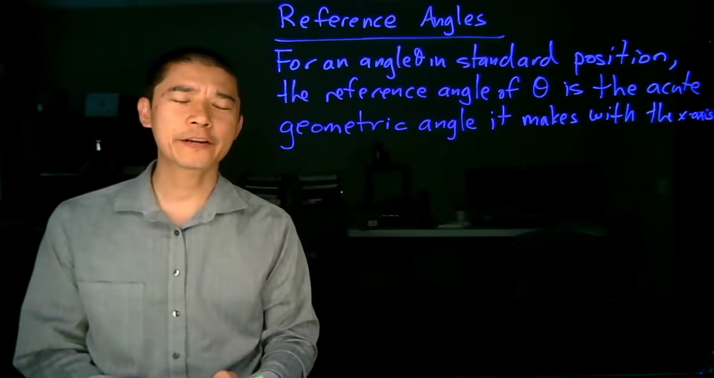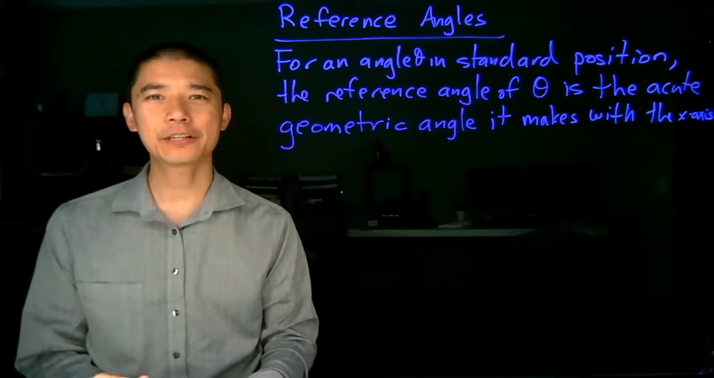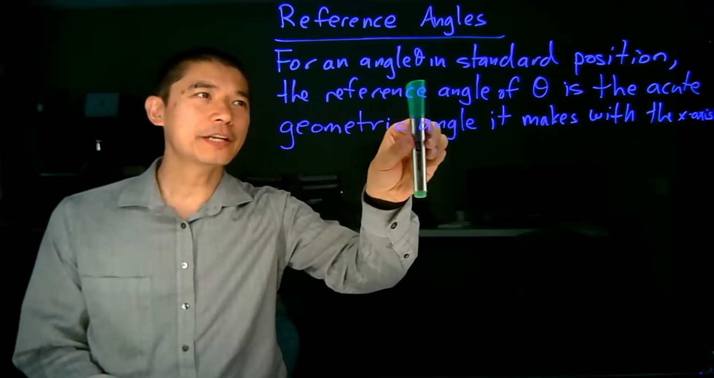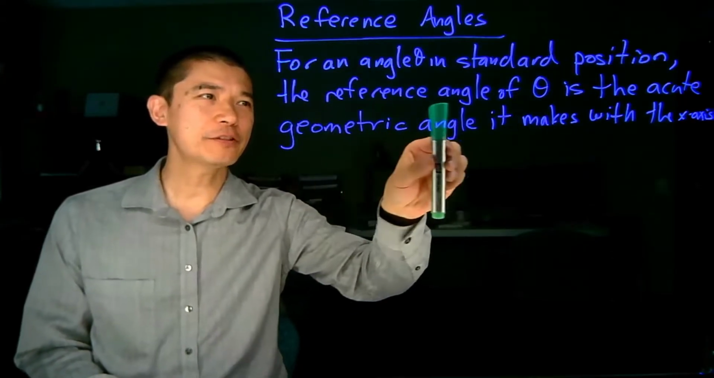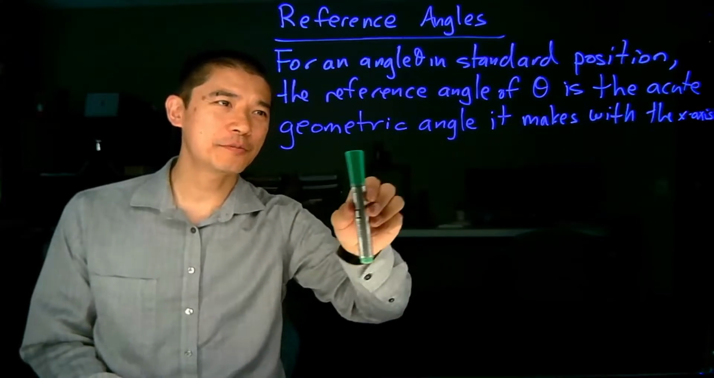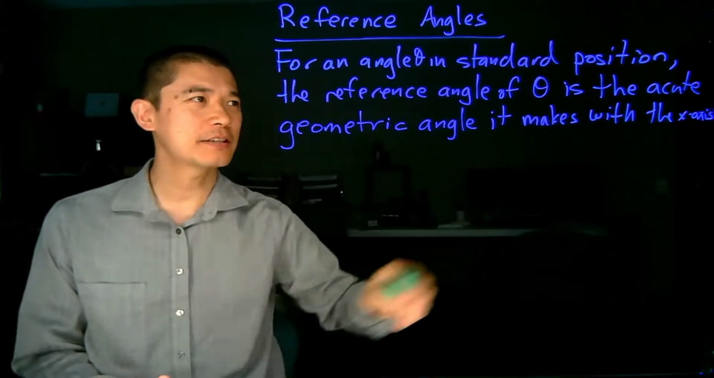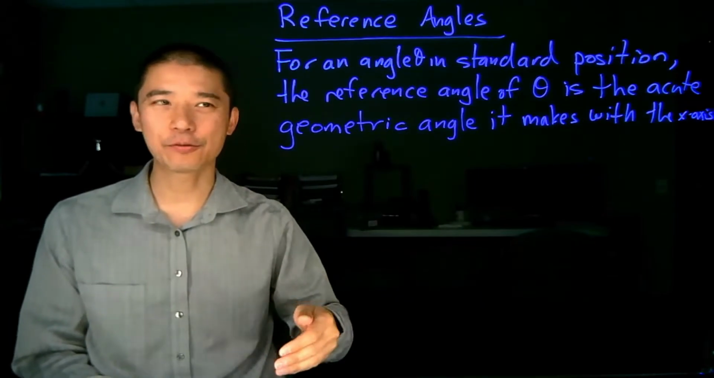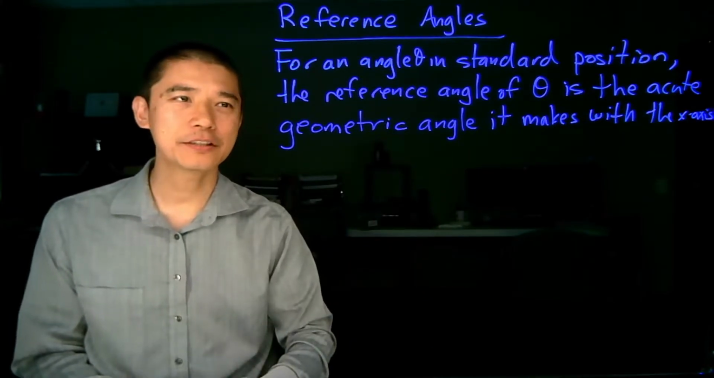In order for us to take our next step into trigonometry, we need to introduce the concept of a reference angle. For an angle theta in standard position, the reference angle of theta is the acute geometric angle it makes with the x-axis. Now the word acute here: an acute angle is an angle between 0 and 90 degrees, or 0 and pi over 2 radians.